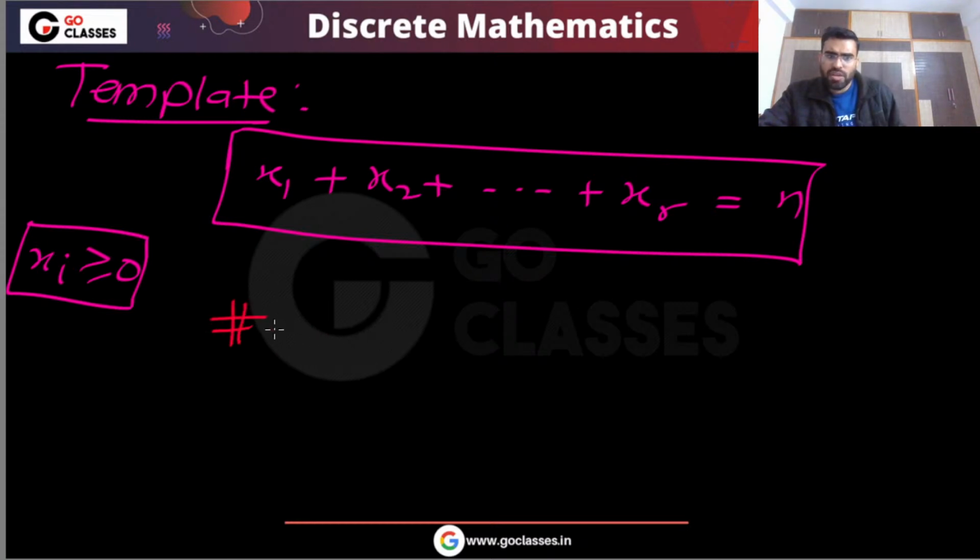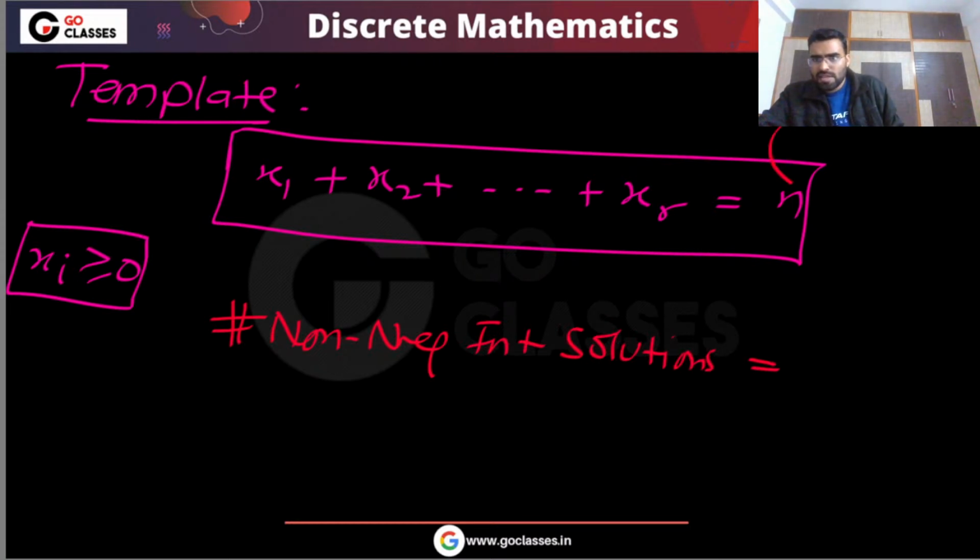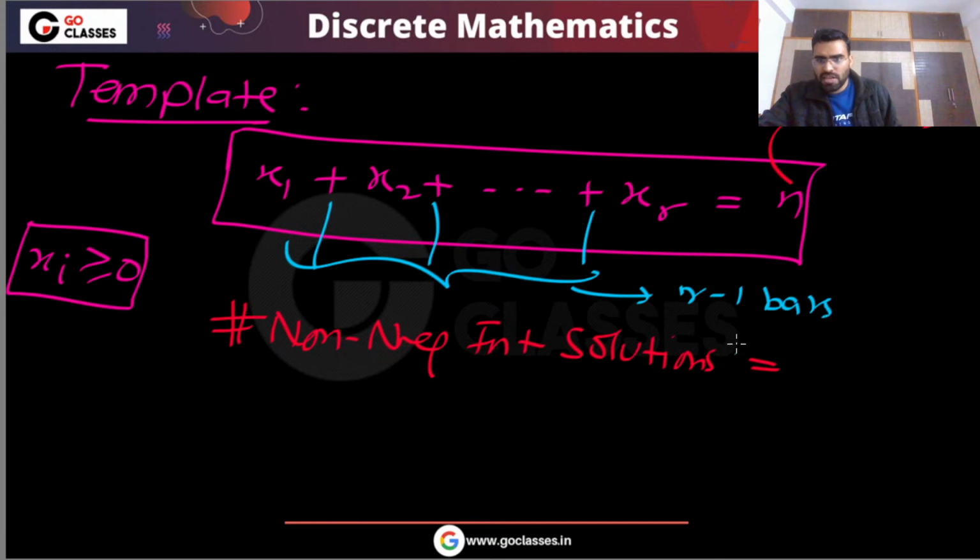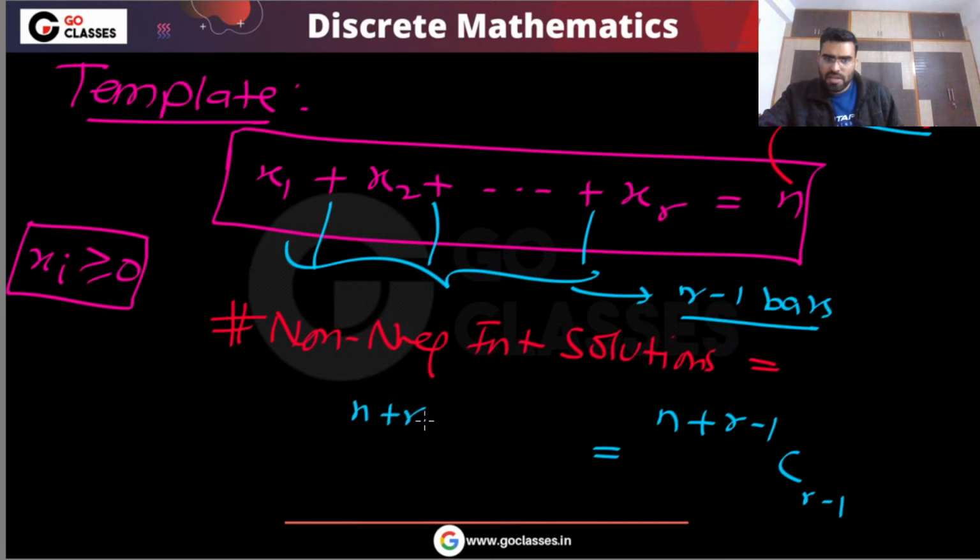So the number of non-negative integer solutions will be equal to, remember, these are the stars, and how many bars do you need? You can notice there are total r minus 1 bars. So finally n stars and r minus 1 bars. So I can say n plus r minus 1 C r minus 1, or you can say n plus r minus 1 C n. So this is the template.